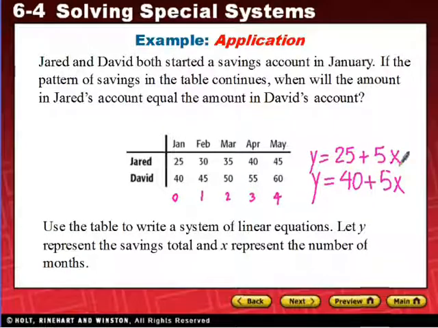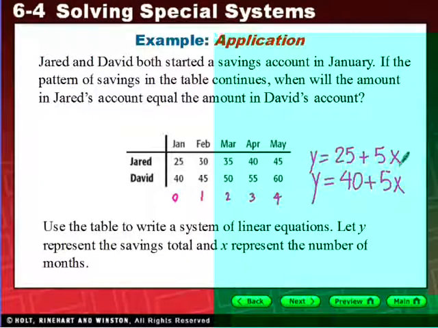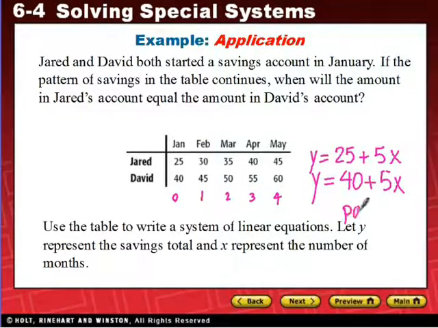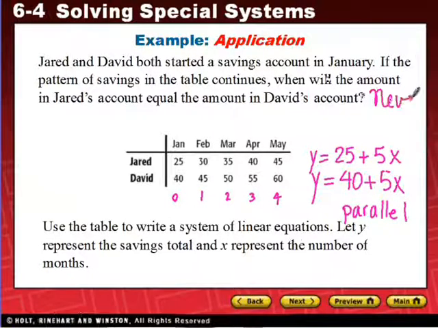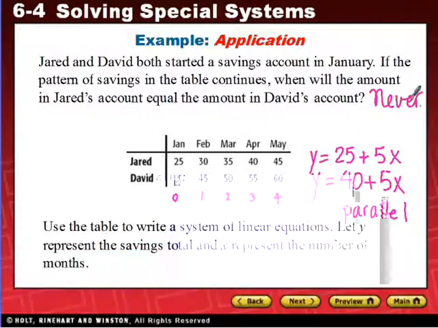Well, now when I look at my two equations, I notice that they have the same slope and different y-intercepts. So those two lines are parallel. And if those lines are parallel, they are never going to intersect. So the answer to when will the amount in Jared's account equal the amount in David's account is never. It can never equal it, because they're increasing by the same amount every month, and David started out ahead. So unless Jared saves more per month, he is never going to catch up. You got to have your logical thinking brain on.